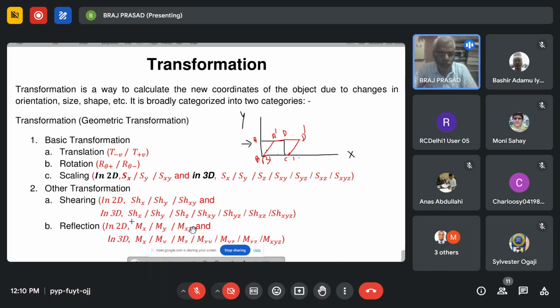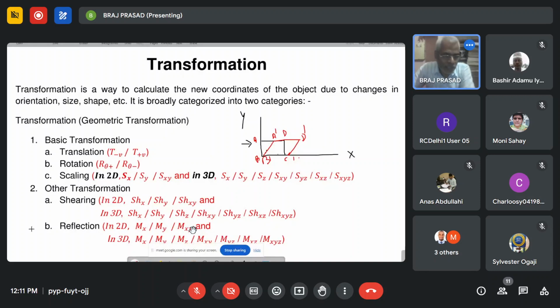So there are a number of shearing types. SHX means shearing in X direction; SHY, shearing in Y; SHZ, shearing in Z; and SHXY means shearing in XY; SHYZ means shearing in YZ; and SHXZ means shearing in XZ; and SHXYZ means shearing in all directions. So these are the notations of shearing.